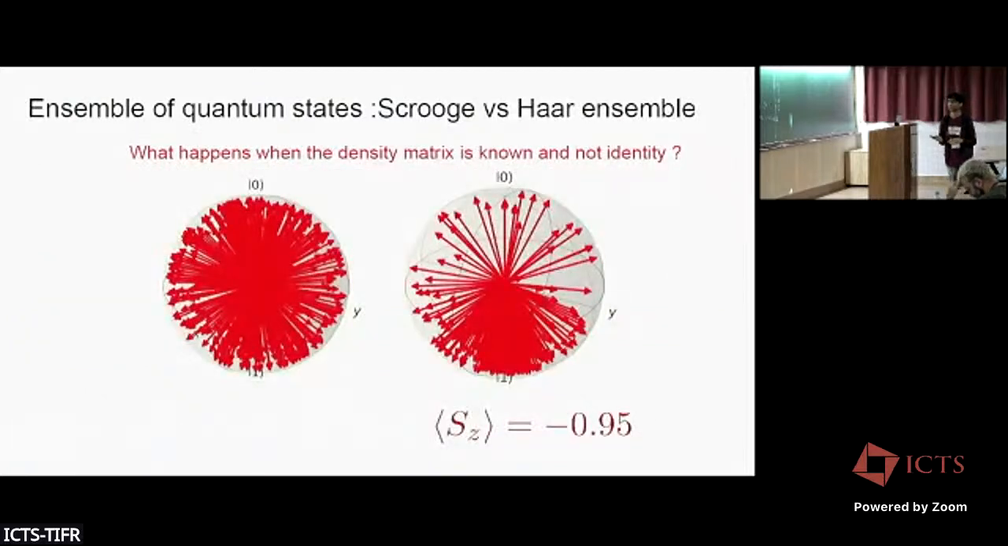Yeah, this is just a comparison. So the first case is the Haar ensemble for a single qubit. This actually represents the identity density matrix, and the expectation value of any operator will be 0. And this is a Scrooge ensemble for a single qubit where the expectation value is minus 0.95. You see that most of the states are concentrated near one state.